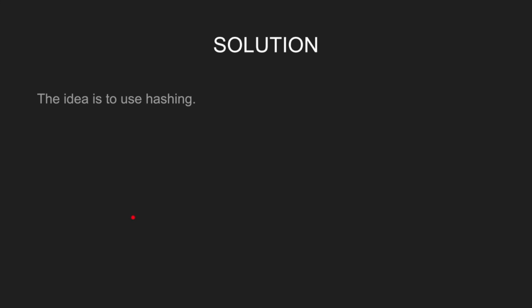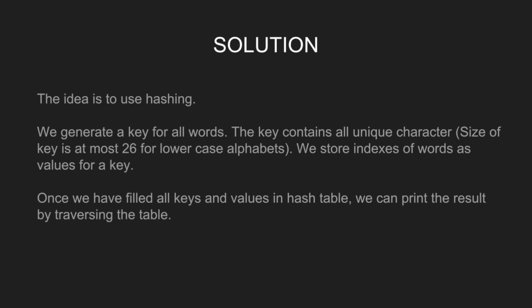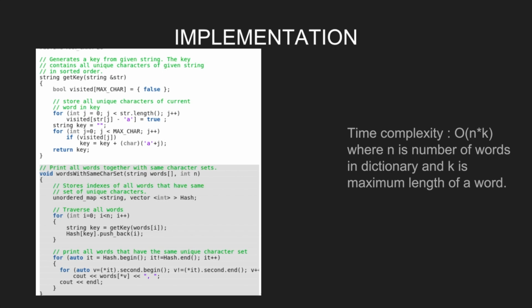The idea is to use hashing. We generate a key for all words. The key contains all unique characters. The size of the key is at most 26 for lowercase alphabets. We store indexes of words as values for a key. Once we have filled all the keys and values in the hash table, we can print the result by traversing the table. Let's look at the implementation.